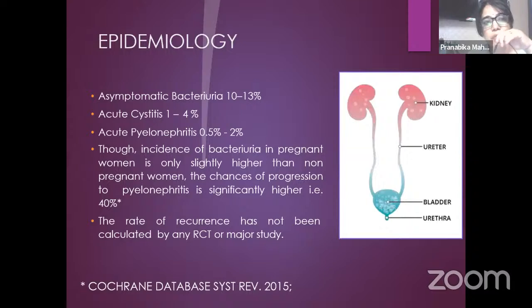So if we go through the epidemiology, asymptomatic bacteriuria is very common, especially in ladies, around 10 to 13%. Acute cystitis is 1 to 4%, acute pyelonephritis 0.5 to 2%. Though incidence of bacteriuria in pregnant women is only slightly higher than in non-pregnant women, the chances of progression to pyelonephritis is significantly higher, about 40%. The rate of recurrence has not been calculated by any randomized control trial or measure study. This has been taken from the Cochrane database.